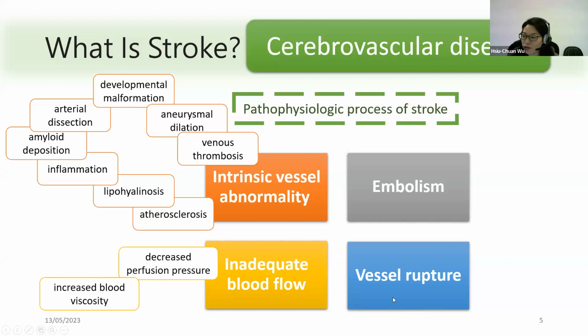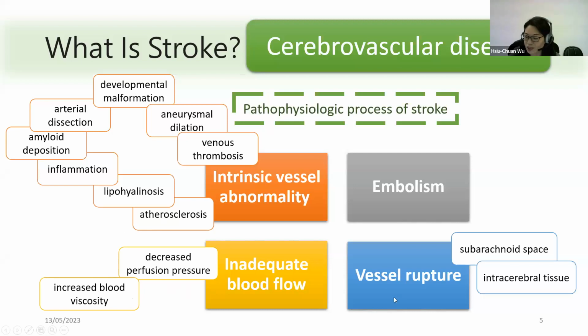If you have cancer, you will have increased blood viscosity, meaning your blood is stickier. And sometimes vessel rupture will cause cerebral vascular disease. That's rather easy to understand. You have blood bleeding into your brain, and we call it intracerebral hemorrhage, or you have blood on the surface of your brain, and we call it subarachnoid hemorrhage.